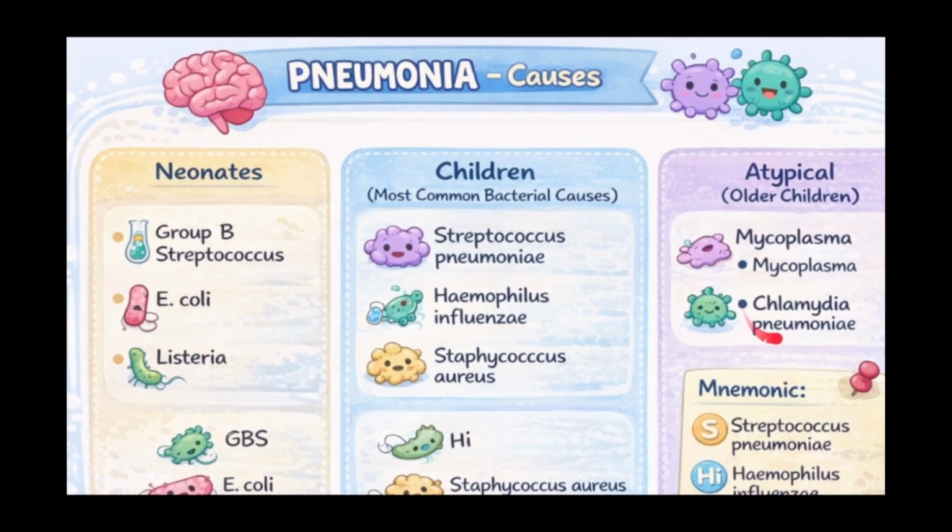Mycoplasma and Chlamydia don't have a cell wall and they cause atypical pneumonia, that is also called walking pneumonia, and presents with vague symptoms. On chest X-ray, it presents with interstitial infiltrates, as I will show you later in the X-ray. Clarithromycin and azithromycin are effective antibiotics against this type of pneumonia.